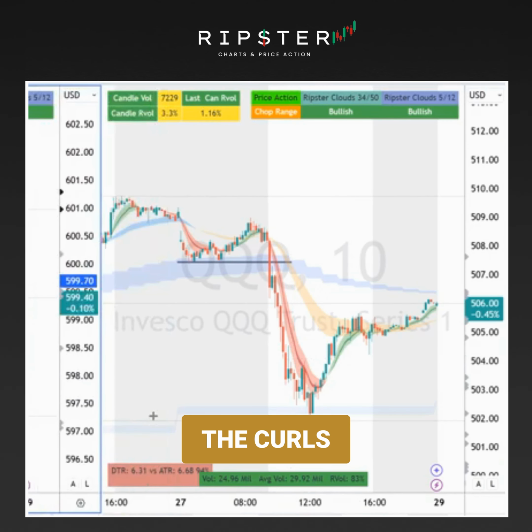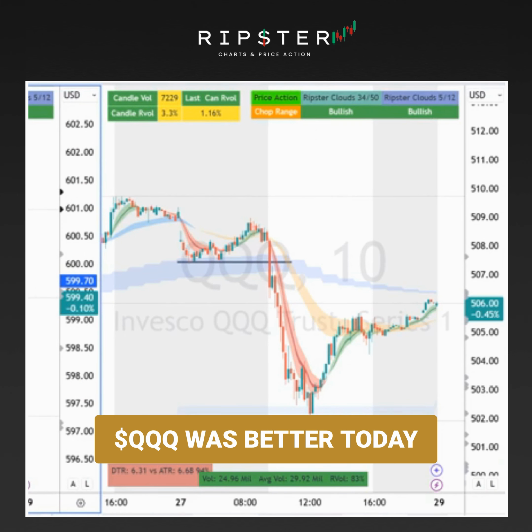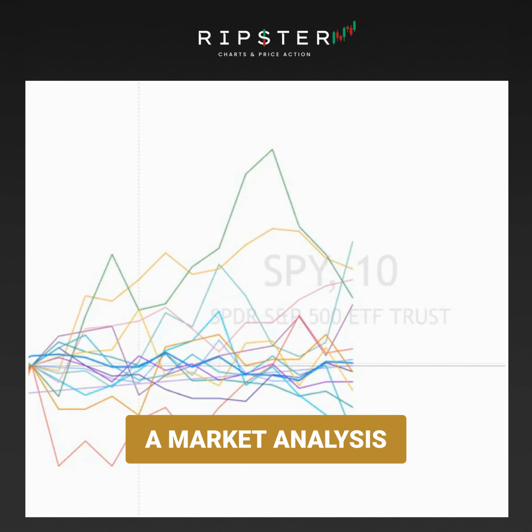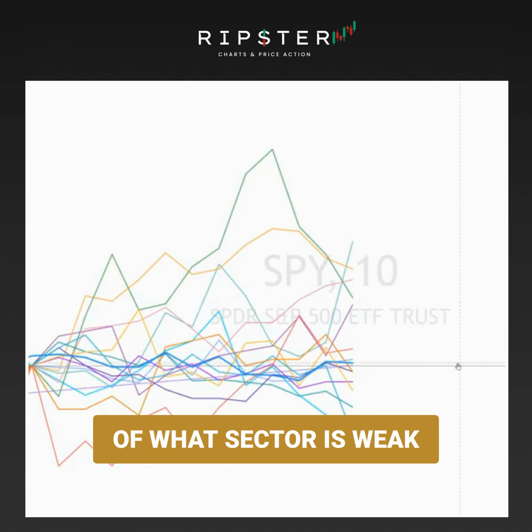Talking about the curls, the curl was mainly on QQQ. The reason QQQ was better today was because semiconductors were selling off. Always do a market analysis of what sector is weak and what is strong. You see that semiconductors have been weakest all day. So a semiconductor bounce would in return give us a QQQ bounce.